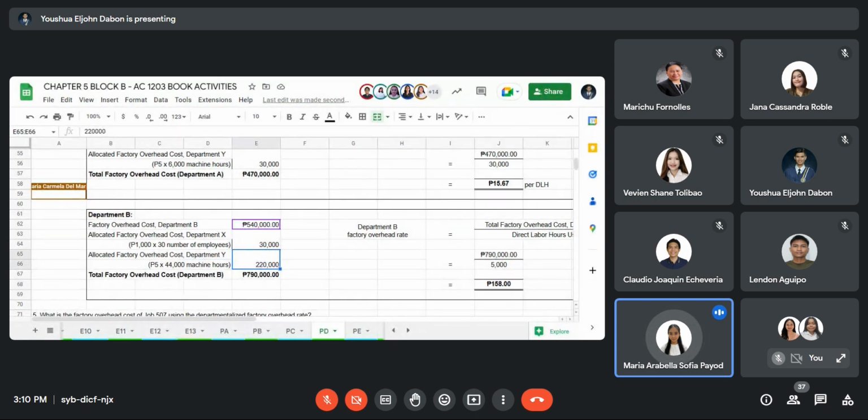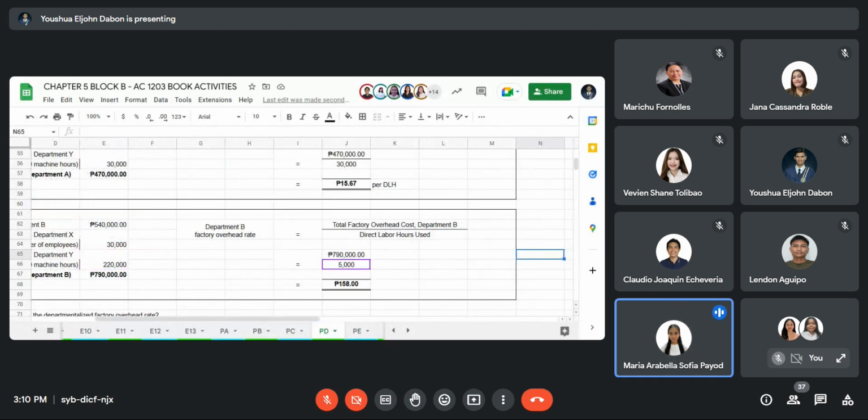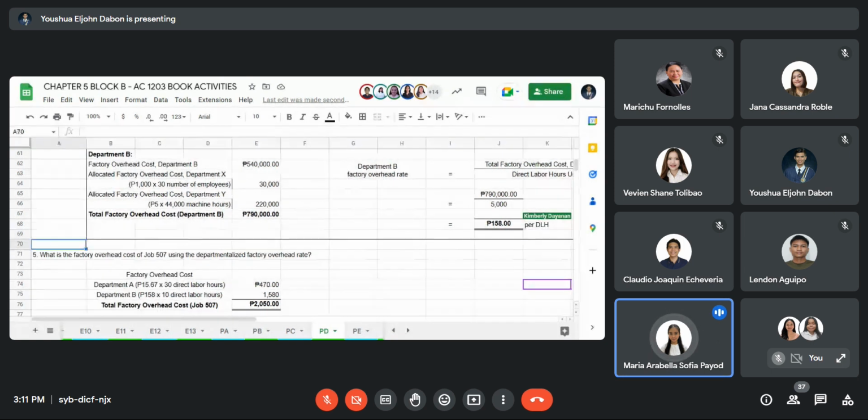Now we total the whole thing: 540 plus 30 plus 220 equals 790K. That would be the total factory overhead cost for department B. Since we're looking for the rate, we divide it by the direct labor hours, which is 5,000. So 790K divided by 5K direct labor hours, and you would get 158 pesos per DLH.